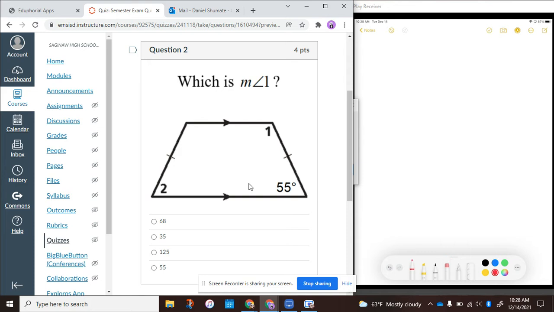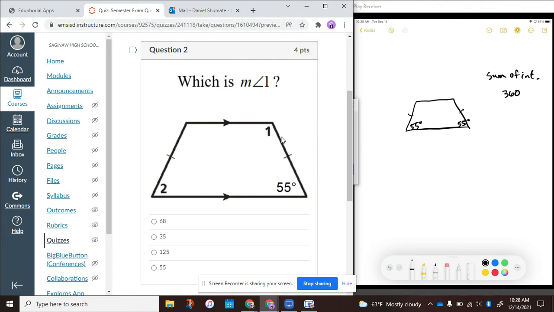So I'm going to recreate this figure right here. When we look at this picture, and this one is 55 degrees, that means this angle down here is also 55 degrees. This angle over here must also be 55. Now, we also know that this is a quadrilateral. All of the angles inside of this shape are going to add up to 360. The sum of interior angles is 360 on a quadrilateral.